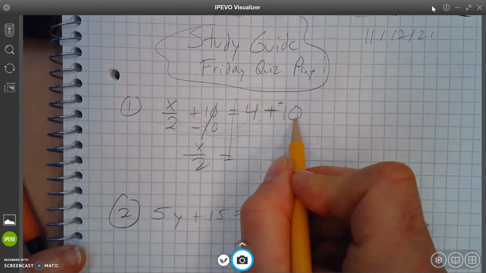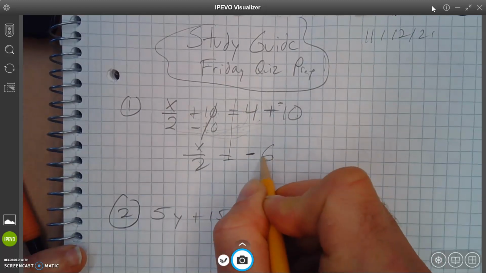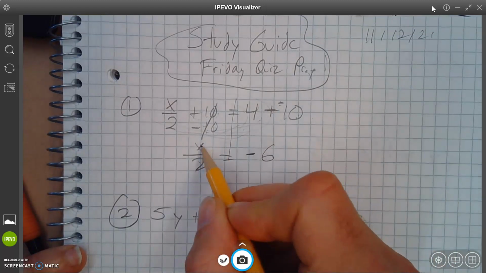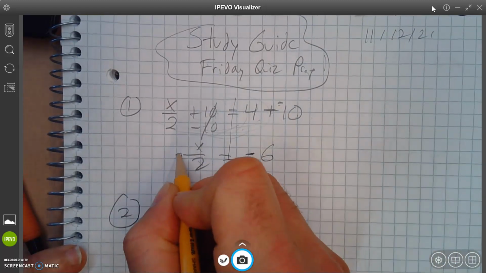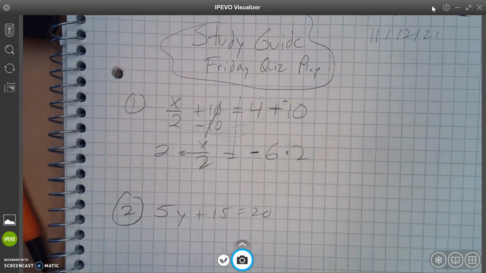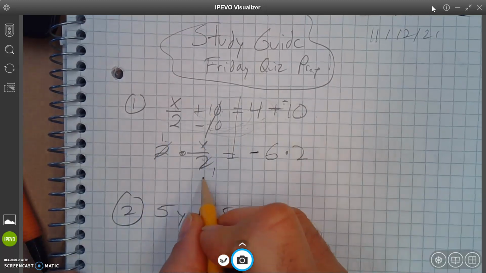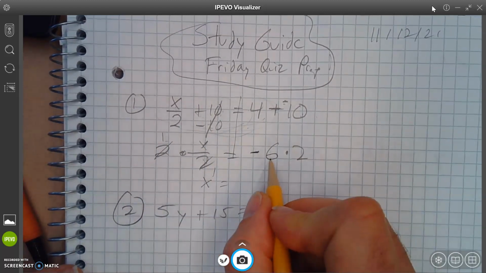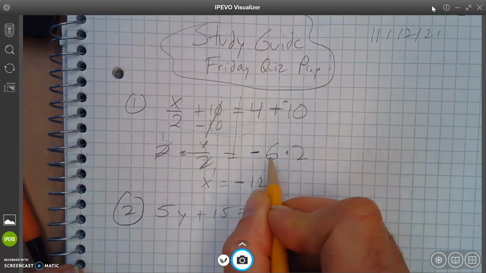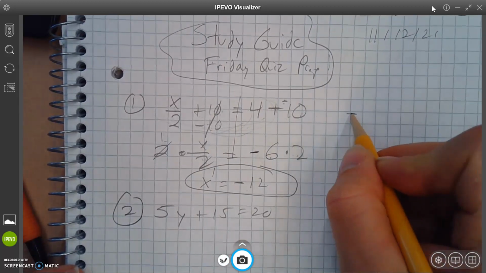4 plus negative 10. What's that? Yeah, negative 6. Good work. Okay, so what's the opposite of division? That would be, yeah, multiplication. There you go. So 2 divided by 2 is 1. 1 times x is just x. Negative 6 times 2 is negative 12. A negative times a positive is a negative. There we go. Check it.